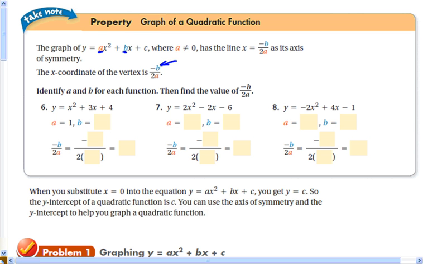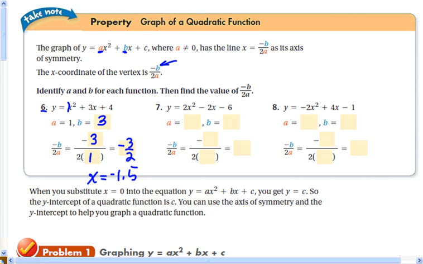So if I have this quadratic equation here, a is equal to 1 because it's 1x squared, b is equal to 3, and so I'm going to take the opposite of b, which is negative 3, and divide that by 2 times a, which is negative 3 over 2, or negative 1.5. And that's the axis of symmetry. So x equals negative 1.5, which is a vertical line.